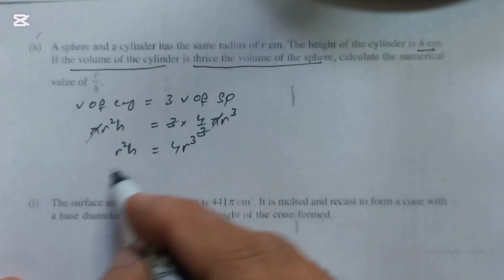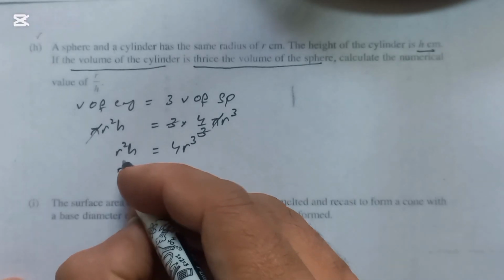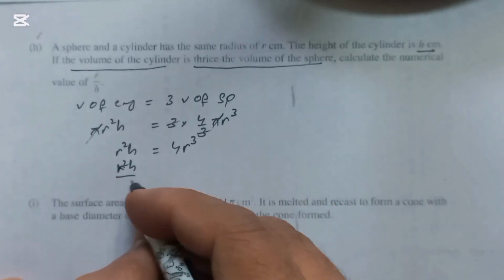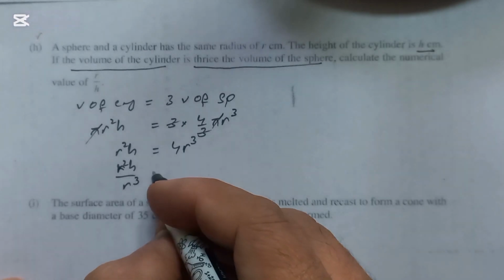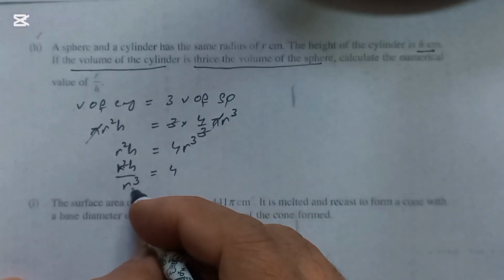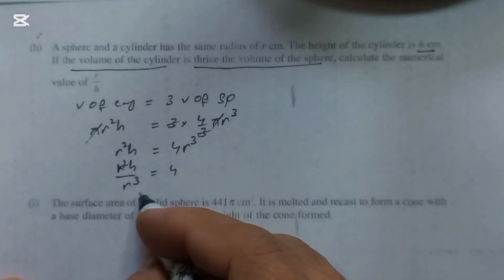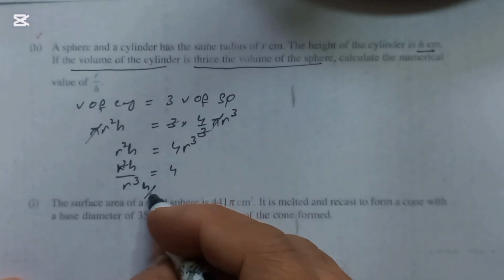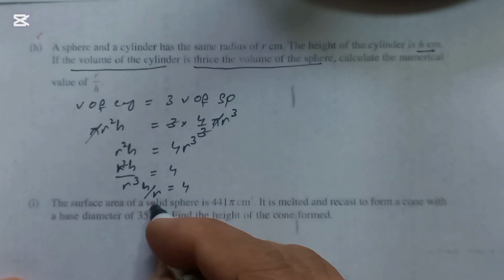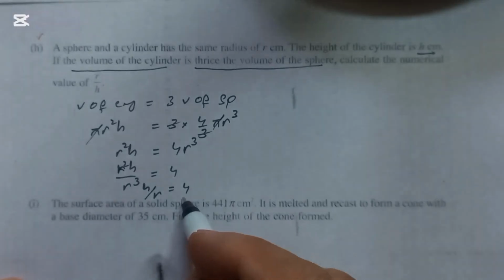Move r cube to the left side, so r square h will remain here, and this r cube will come to the denominator, and on the right side we have 4 now. So r square will be cancelled by r square on the bottom, and we have numerator h and denominator r equal to 4. So h over r's value is 4.